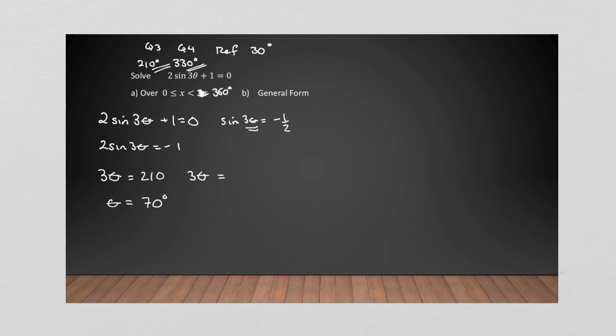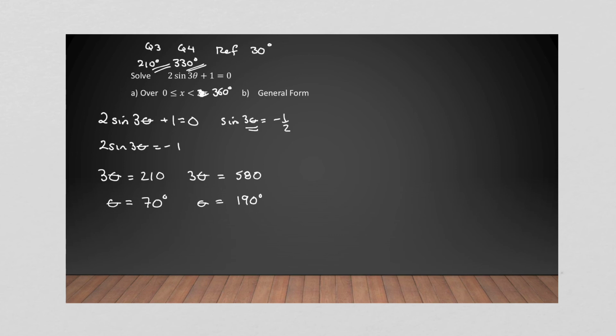and that will give us 580. And if we divide that by 3, we get 190 degrees. So you can see that we're still within 360 if we consider theta instead of 3 times theta. So we have to do this division piece.